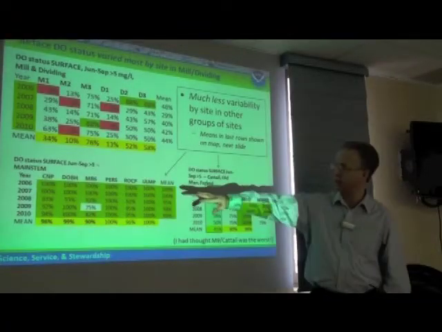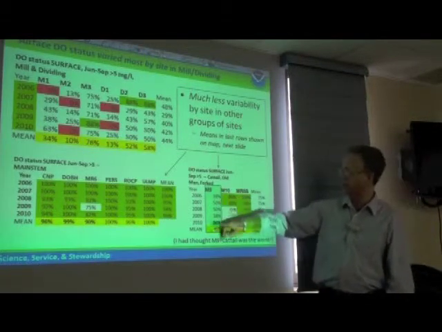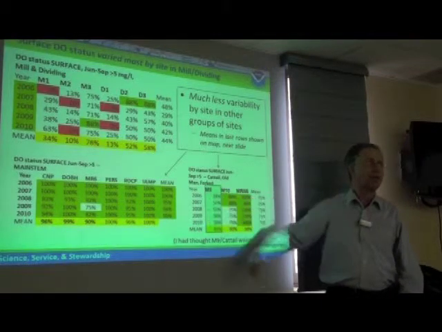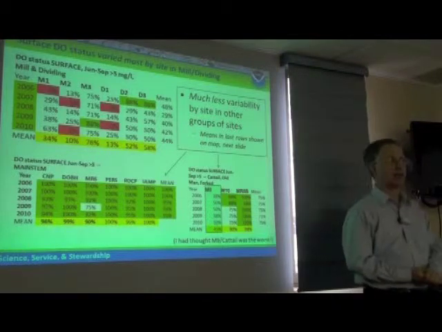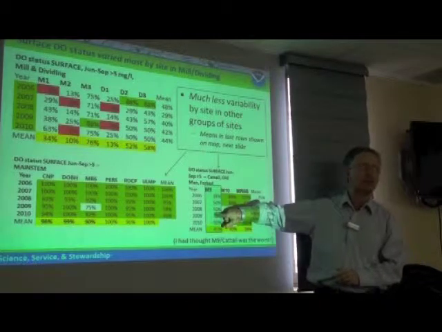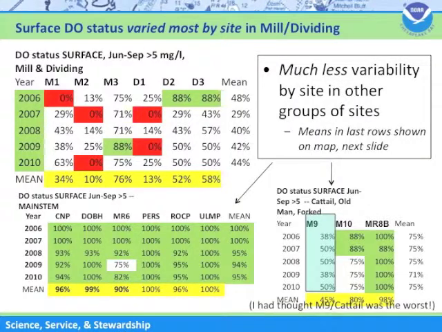And in comparison, the main stem was very good status, and the sites I sampled were mixed. What's interesting is I thought M9 is cattail. I was pretty sure that was the worst site in the whole river, but that was because I hadn't really looked at the Mill and Dividing Creek data yet. I've sampled for 20 years at these two sites, and yet I didn't know about Mill and Dividing Creek because I hadn't been there. So what you see in the Mill and Dividing Creek data is a lot of variability by site. You had anywhere from 10% to 58% status, and these are small creeks.